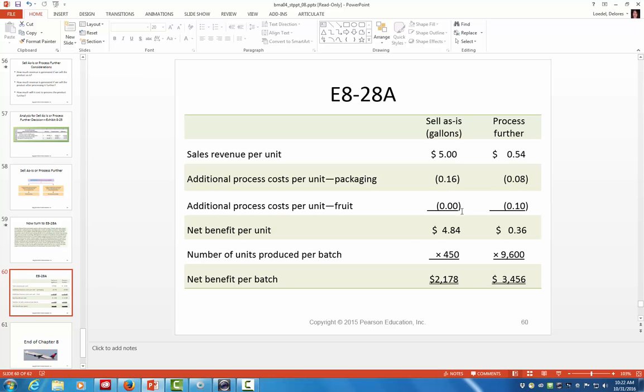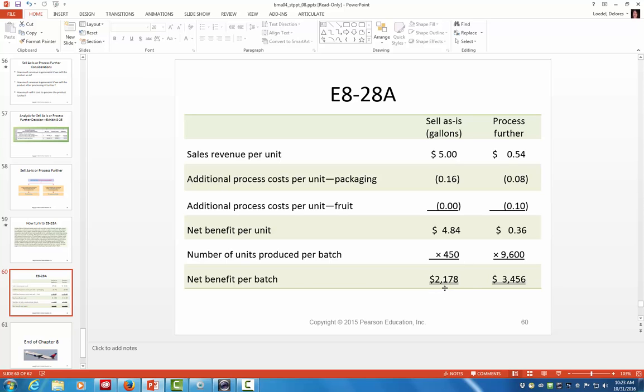And there was no cost with the sell as is in gallons and 10 cents per unit in processing it further. So what is the net benefit per unit? Sales revenue less the additional costs. So the net benefit, but then how many number of units can be produced per batch? So we have to multiply the net benefit by the number of batches, and that tells us the net benefit per batch. Now, looking at this further, it tells us that we should process further because our net benefit per batch is higher if we're going to sell it in the individual units versus in the larger gallon size.